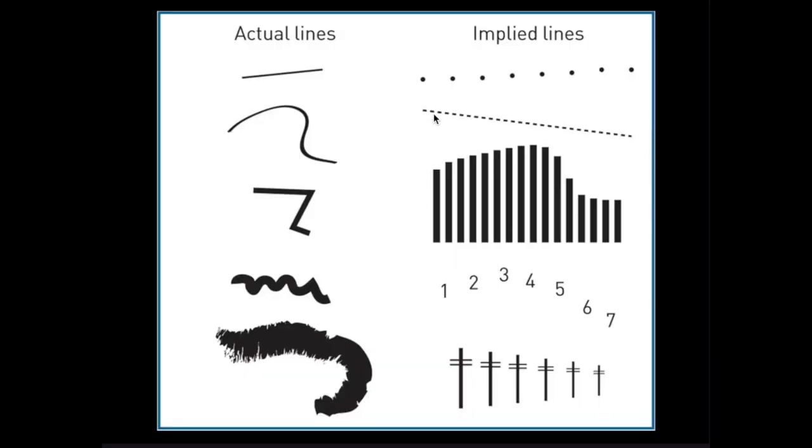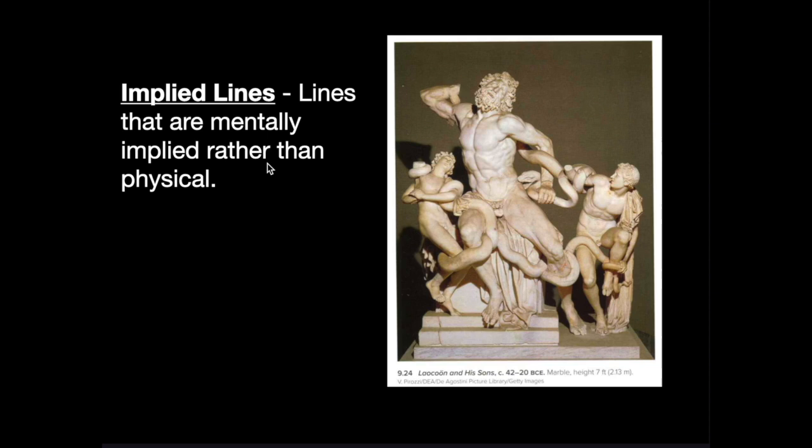So between actual lines and implied lines: actual lines are lines that don't have any break in them. Zigzags, squiggles, all these different kinds of lines. Implied lines are lines that your eye will connect. They're not actual lines, but the connection of different points together making a line. Here are the telephone poles drawing our eye in the distance. Those are implied lines. Here's an example of some more implied lines. They are mental rather than physical.